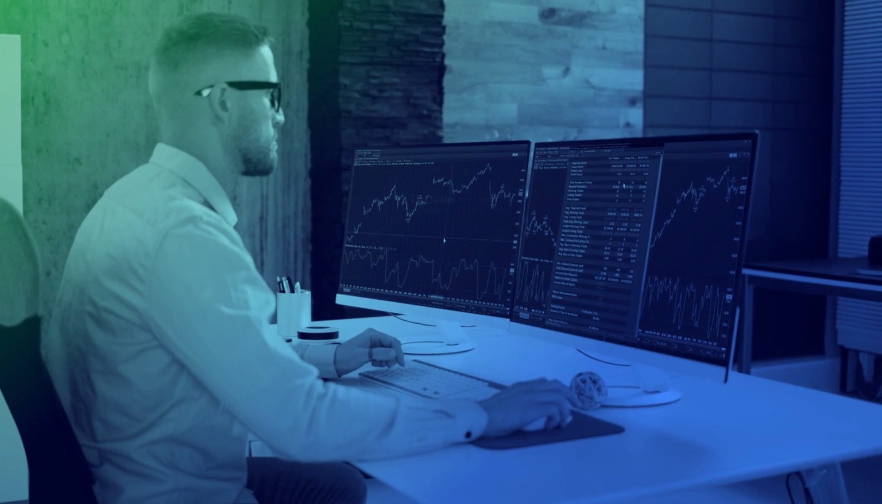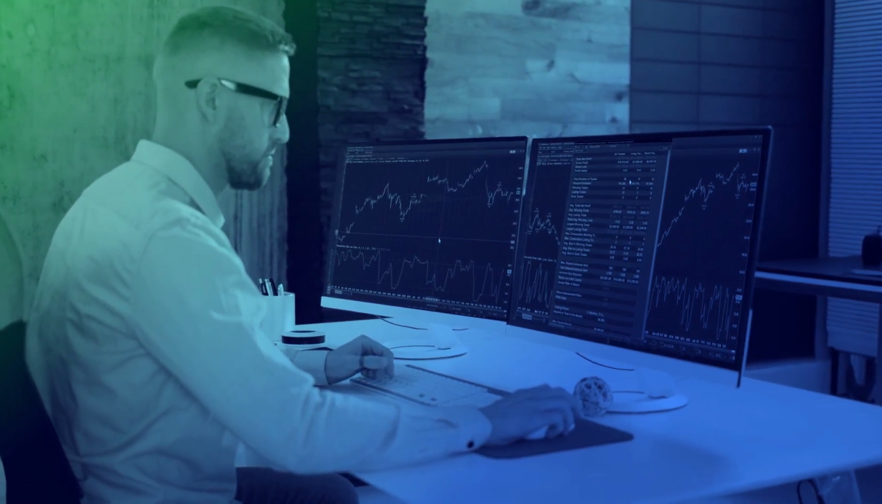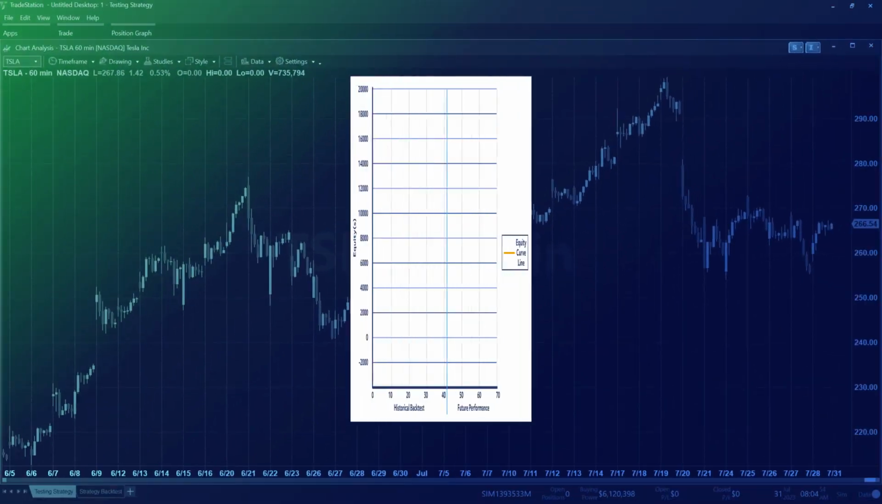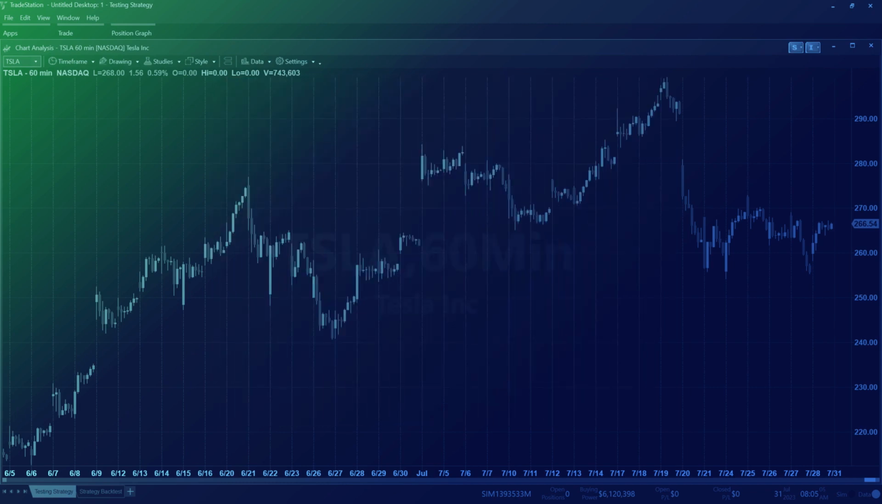Before traders employ capital in a new trading strategy, it is beneficial to know how that strategy may perform in the markets. While future performance may differ from historical, knowing if a particular strategy or indicator would have been viable or profitable in the past builds confidence for using it moving forward.